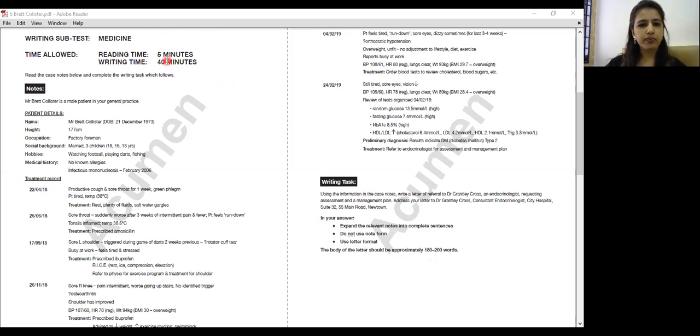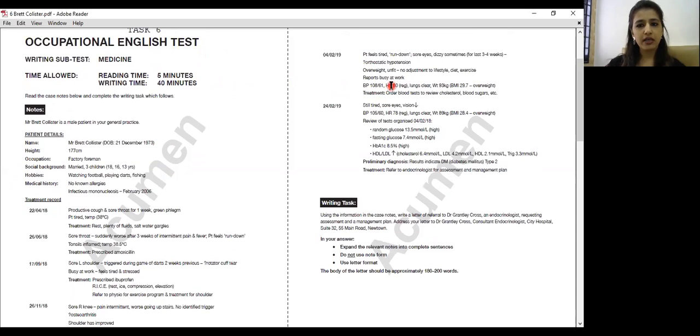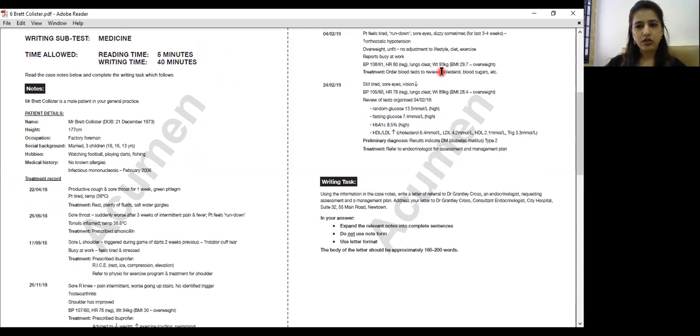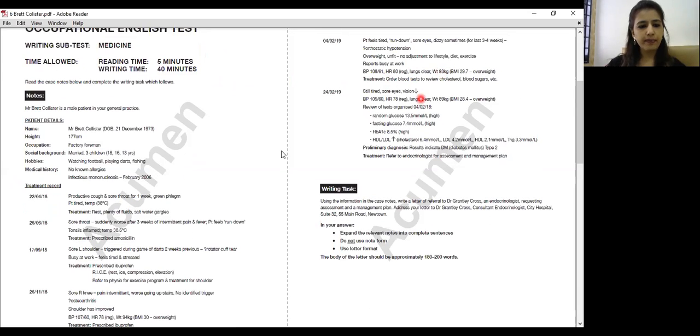Now, how do you make the most of this 5 minutes? You need a proper strategy or steps while reading through the case notes. So here you can see that you'll always have these notes in the beginning. What would these notes include? They would give you an introduction of who the patient is and which situation you are in.